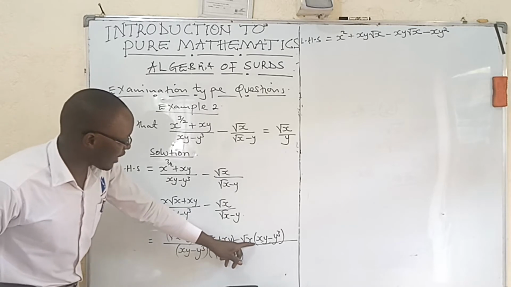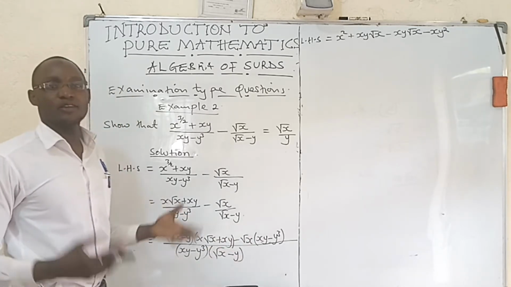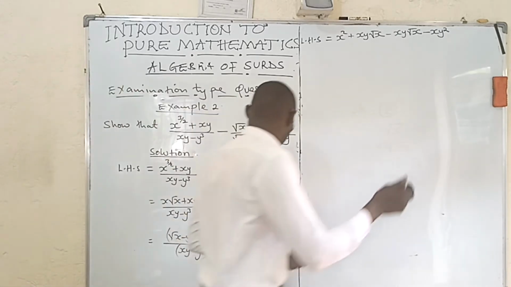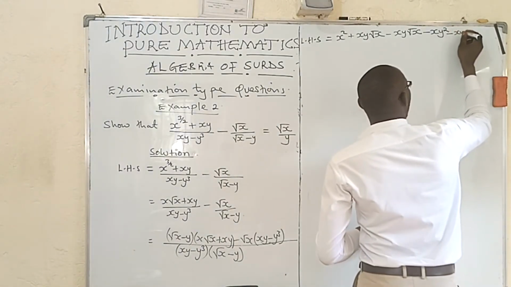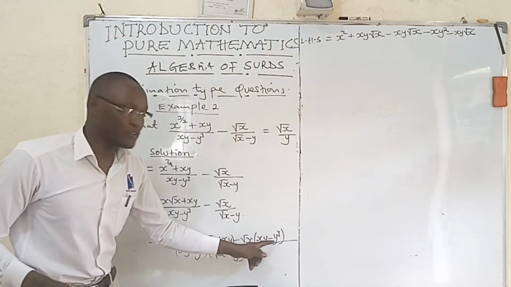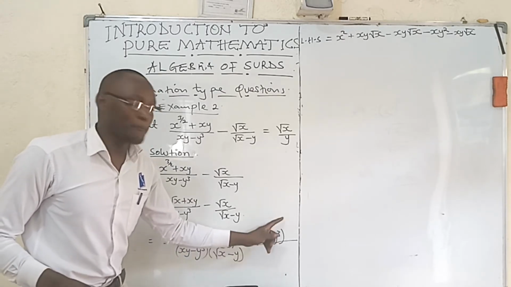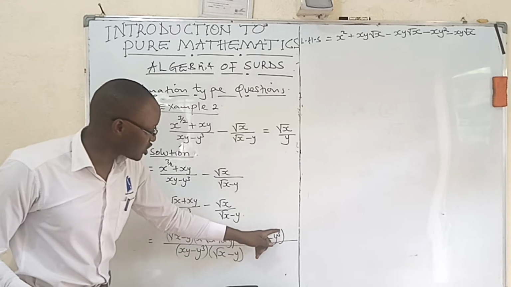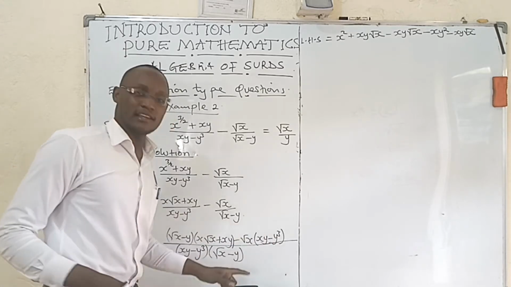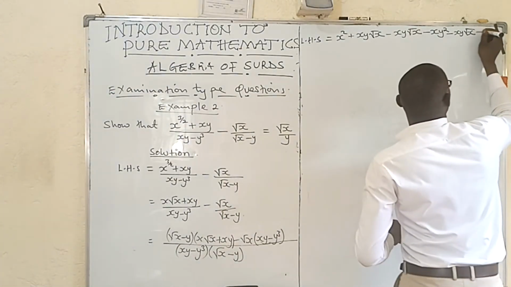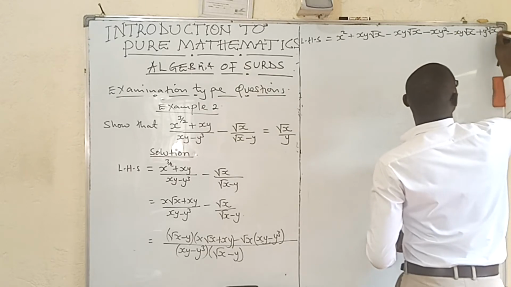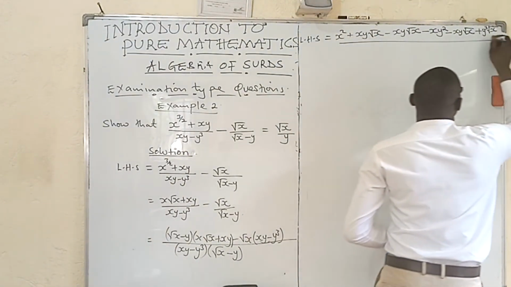Okay, a negative root x times xy. What do we get? We are getting a negative xy root of x. We can put it here. Minus xy root of x. And then lastly, a minus root of x times y cubed, or y power 3. Not cube root, this is y cubed. So this is a plus y cubed root of x. Hope you can see that. Then all of this over.